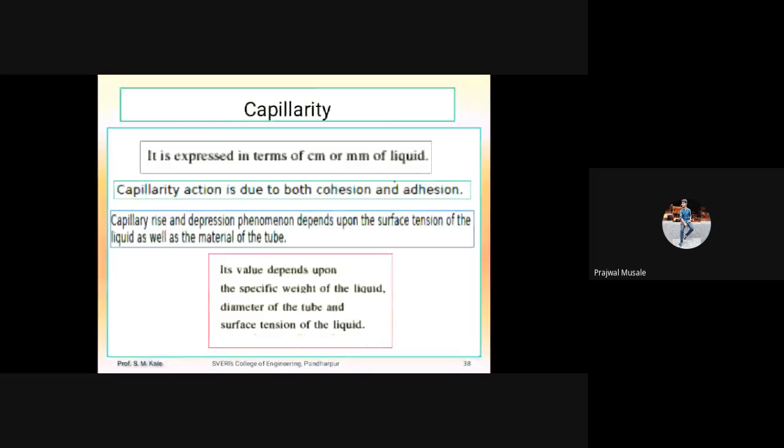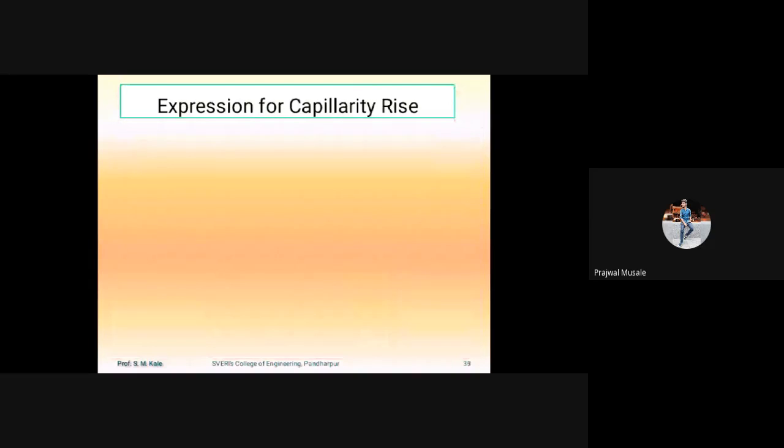Now there are two terms. The first one is called capillary rise, and the second one is called capillary depression. Capillary rise means rise of water level inside a capillary tube. A capillary tube is a glass tube which has a very small diameter. So capillary rise means the tube in which the level of liquid goes on rising above its surrounding level of the same liquid.